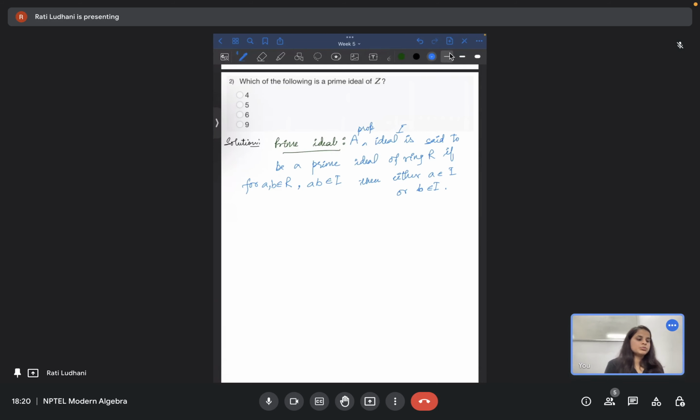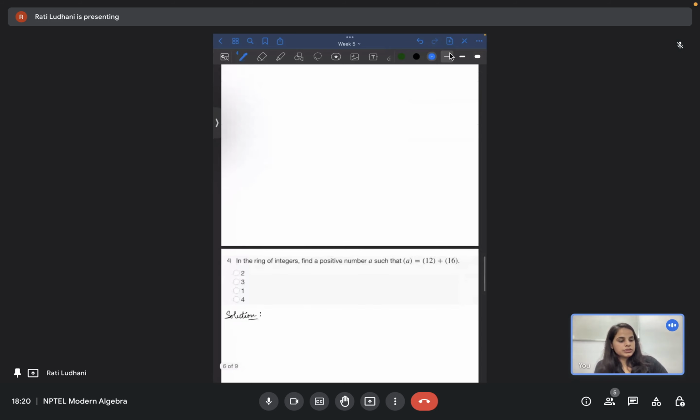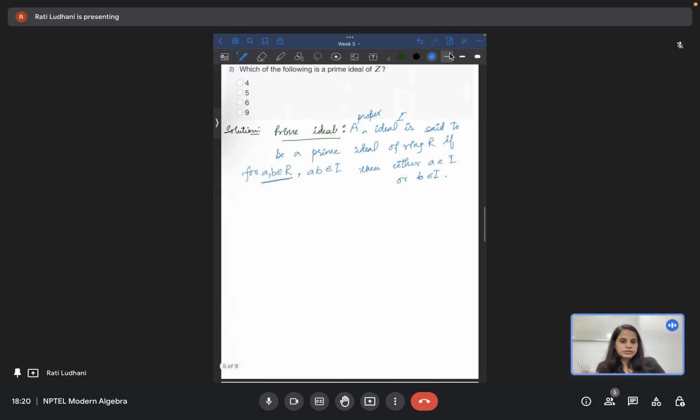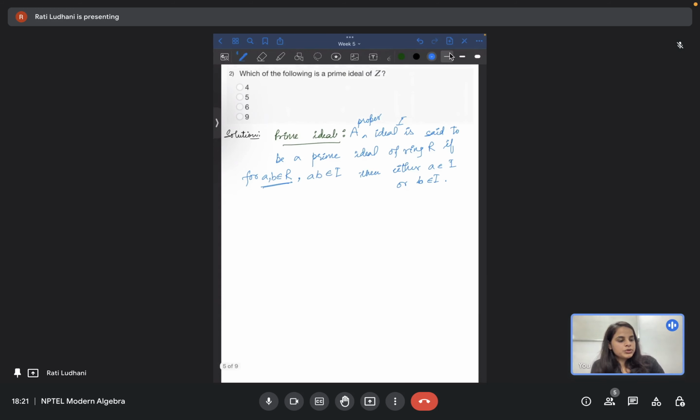So a proper ideal I is said to be a prime ideal of ring R if for a, b belongs to R, ab belongs to I, then either a belongs to I or b belongs to I. Why I said a, b belongs to R is because we have just unknown a and b, so we should start with where ab belong. Okay, so let's see what is happening here. You are in the ring Z, with the normal addition and multiplication.